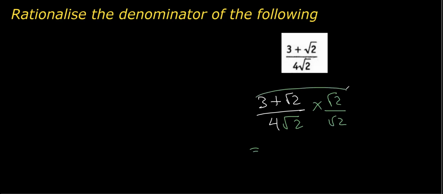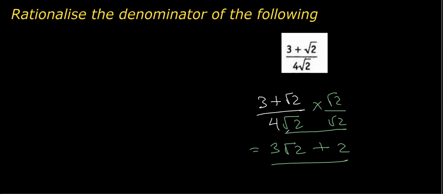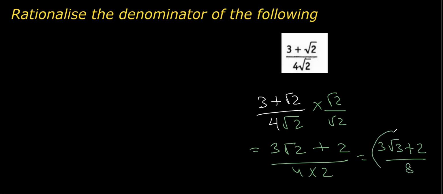Now over here, I'm going to do binomial multiplication. That is 3 multiplied by root 2 will give you 3 root 2, and root 2 multiplied by root 2 is 2. And in the denominator, root 2 into root 2 is 2, so this is 4 multiplied by 2. We can further write this as 3 root 2 plus 2 divided by 8. This is the final answer where we have rationalized the denominator.